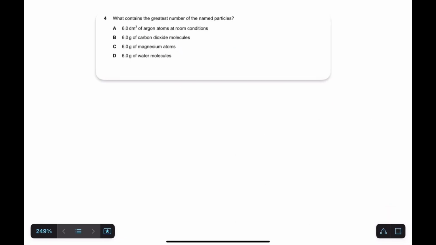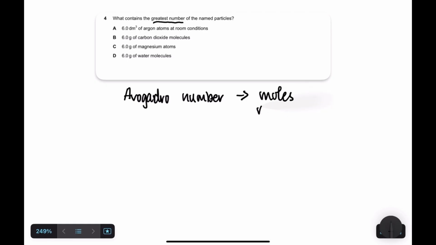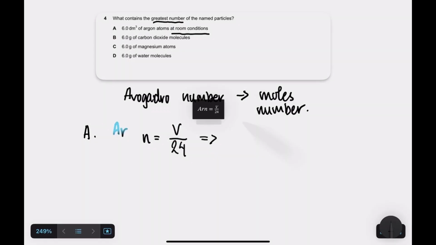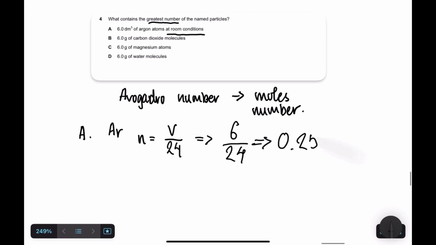Question 4. It asks which contains the greatest number of the named particles. So greatest number means Avogadro number, or in other words, the number of moles. For A, it is argon atoms at room conditions. To find the moles, we should divide the volume by the room conditions value of 24. So the moles would be 6 divided by 24, resulting in 0.25 moles.